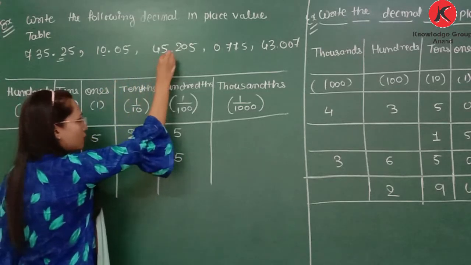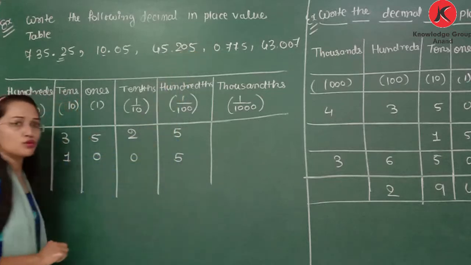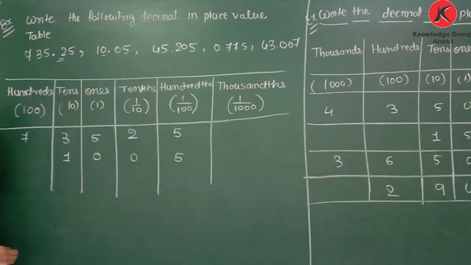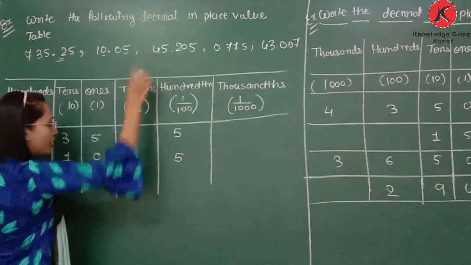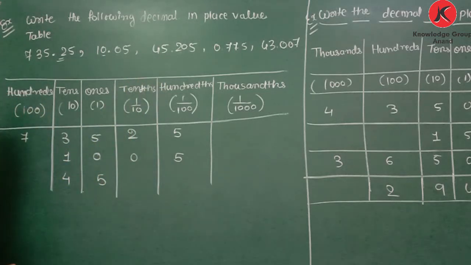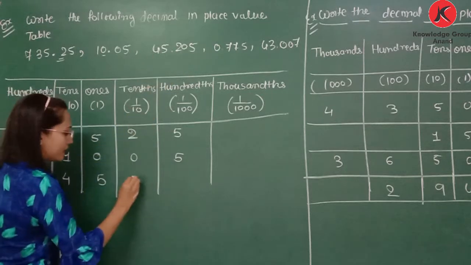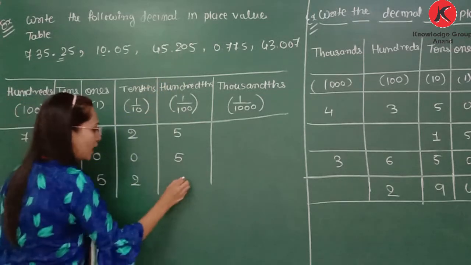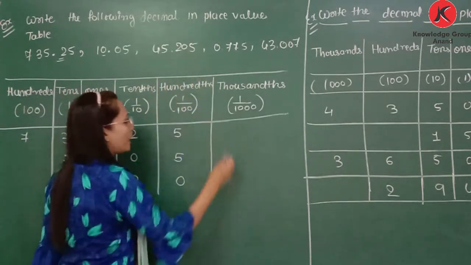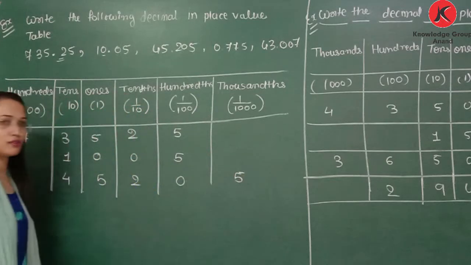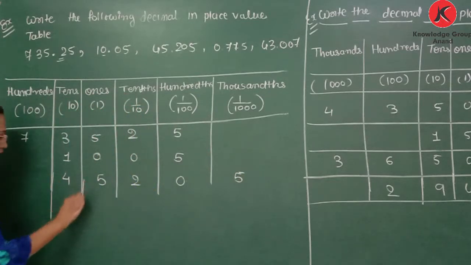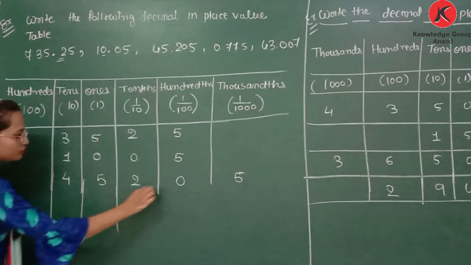Now 45.205. So here 45. 4 is at the 10th place, so it is 4 here. 5 at the 1's place, so it will be here. 2 at the 10th place, 0 at the 100th place, and 5 at the 1000th place. So place value table will be like this. Now for next two.